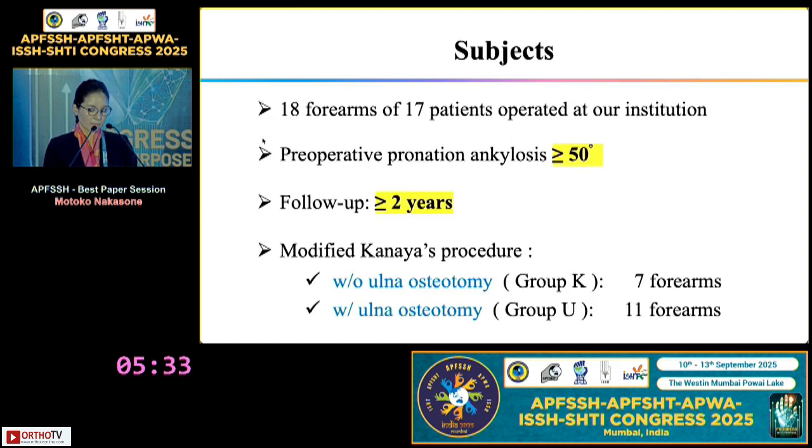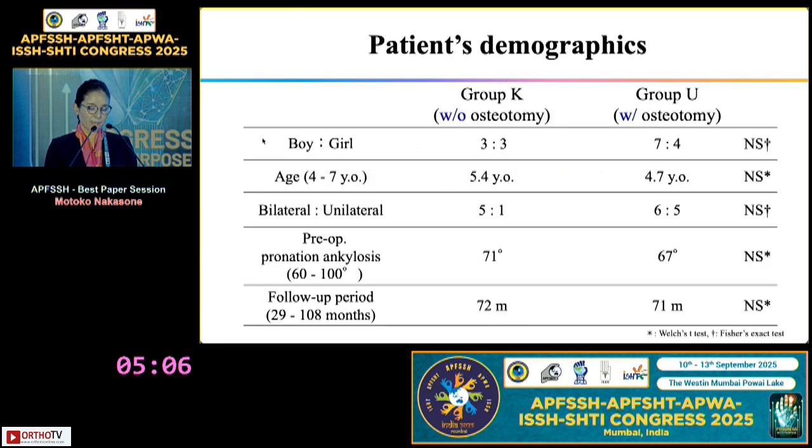We included 18 forearms of 70 patients. All had pronation ankylosis of 50 degrees or more. The minimum follow-up period was 2 years. Modified Kanaya's procedure was applied in all cases. Without ulnar osteotomy, group K was 7 forearms. With ulnar osteotomy, group U was 11 forearms. Patient demographics are shown in this slide. There were no significant differences between 2 groups.